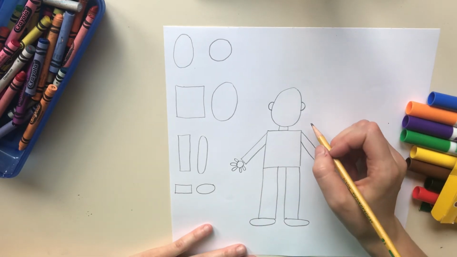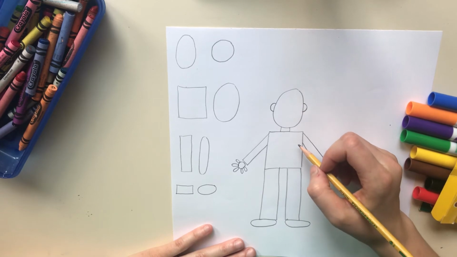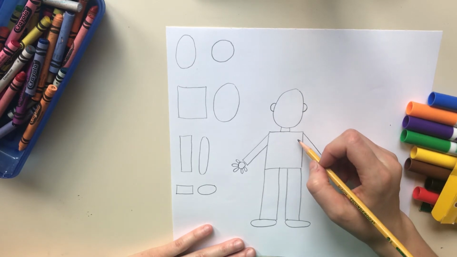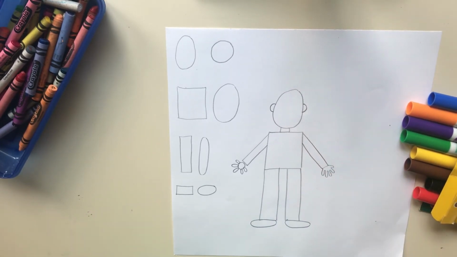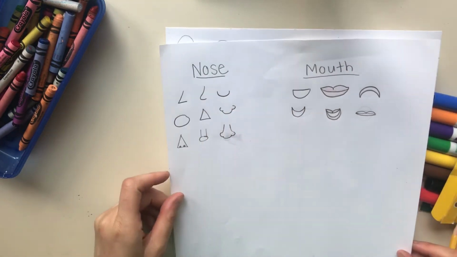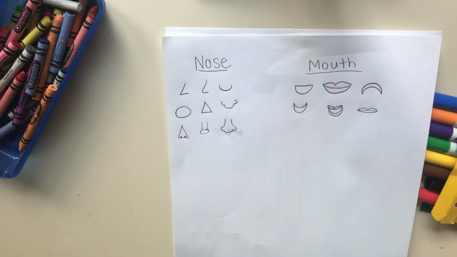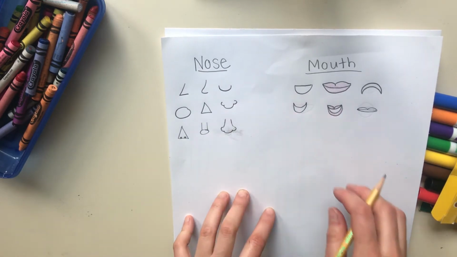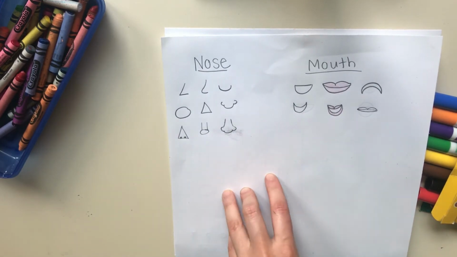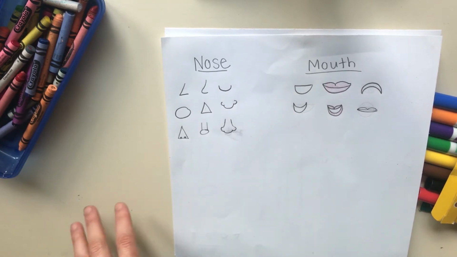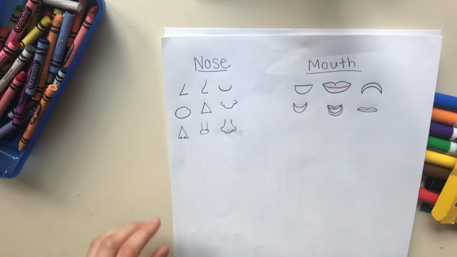This person needs some details on their face now, like a nose and mouth and eyes. There are lots and lots of different ways that you can draw noses and mouths. I'm sure some of you have some ways that I didn't even think of. But you can use another piece of paper and just practice some different kinds of noses and mouths and see which ones you would like to use on your drawing.